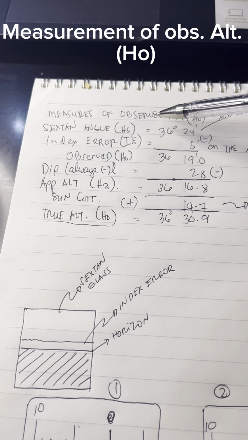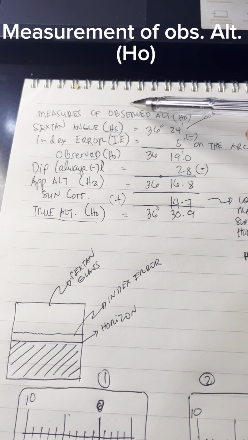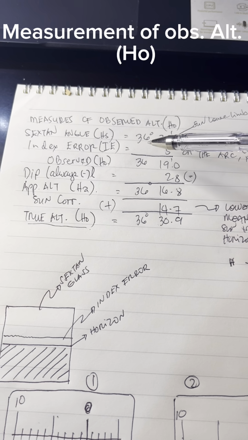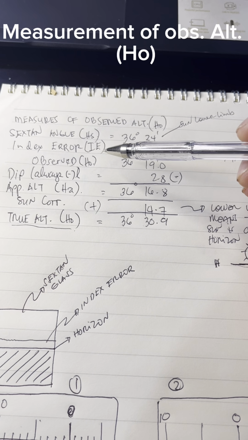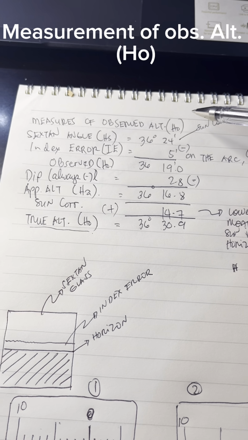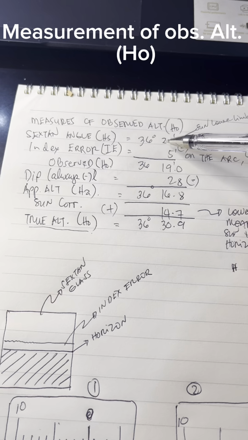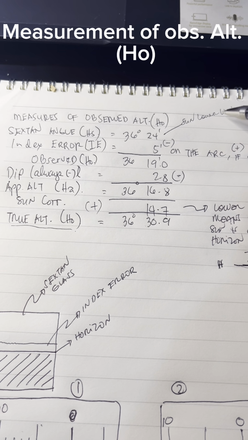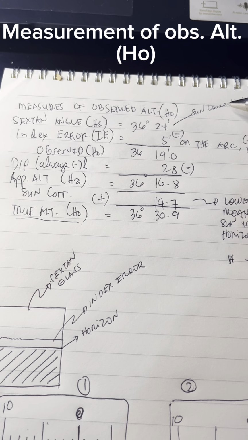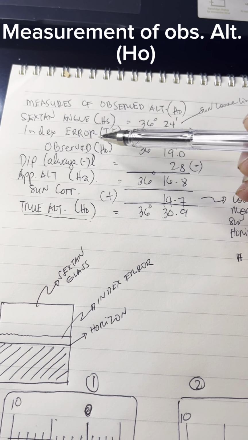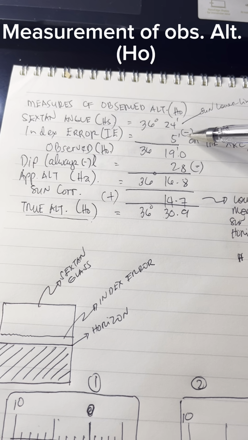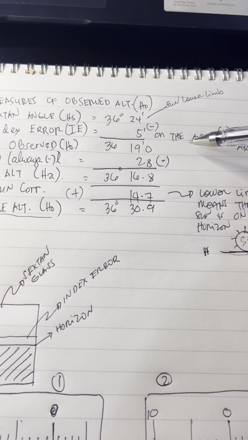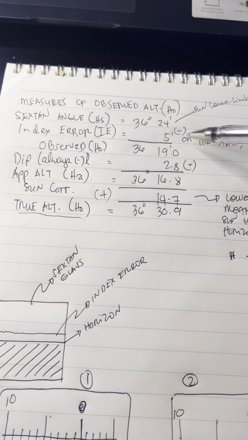So I am going to discuss measures of observed altitude by using a marine sextant. For example, I already took the sun's angle of 36 degrees and 24 minutes. The sun is at lower limb. Now, the index error is 5 minutes on the arc. So the question is, where do I get this 5 minutes on the arc?